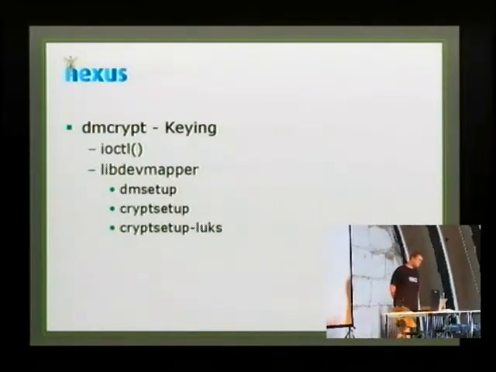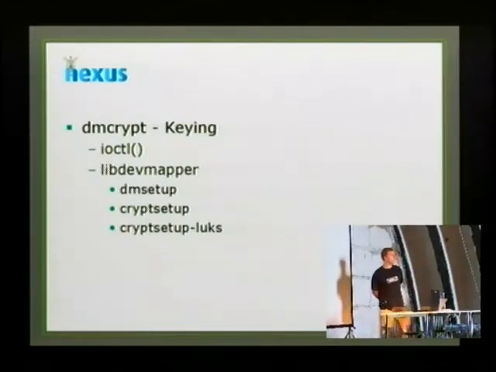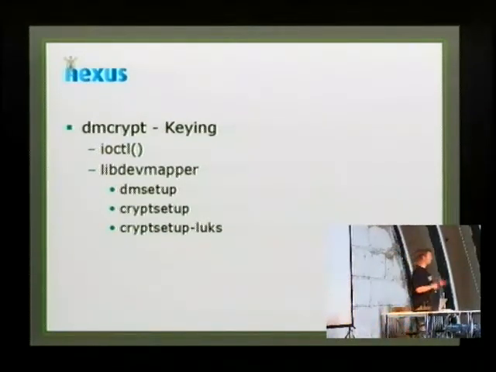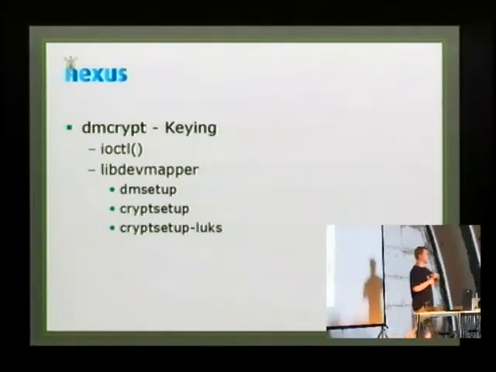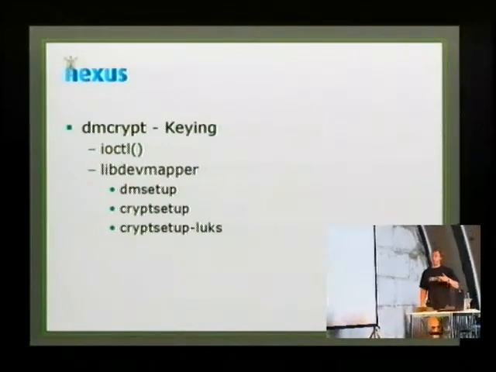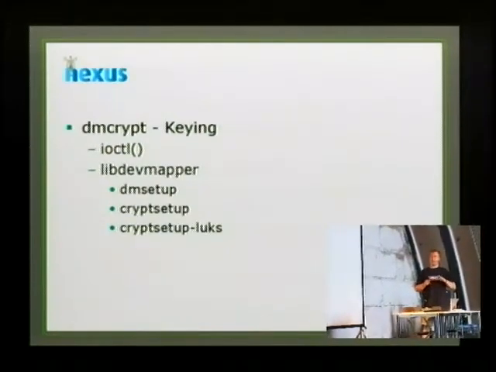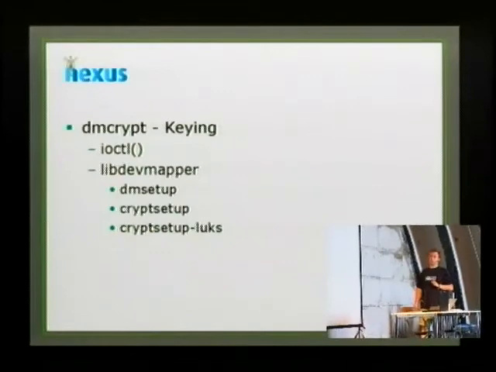So keying. The keys are introduced to the kernel by an IOCTL, and dmcrypt is part of the devmapper infrastructure in the Linux kernel. So it uses the libdevmapper, which is like a common framework for talking to the device mapper. And there are 3 different solutions for keying. We can use dmsetup, which is kind of awkward to use, but it gives us a raw interface into libdevmapper and the IOCTLs used, so we can set up different kinds of cryptographic solutions.